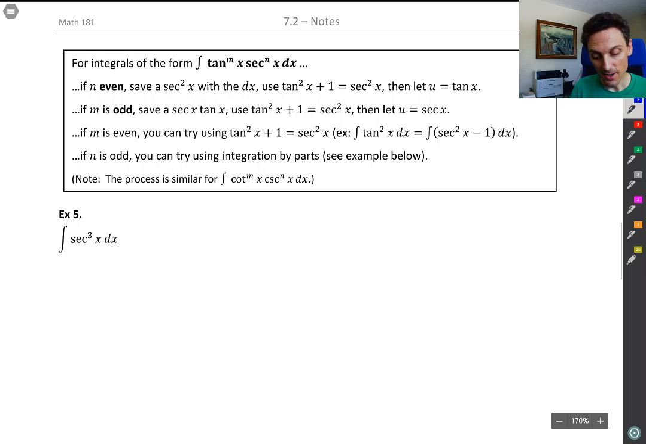And then if n is odd, so if secant has an odd power, you can also try using integration by parts. And there's an example 5 here below. We're going to have to make use of that.